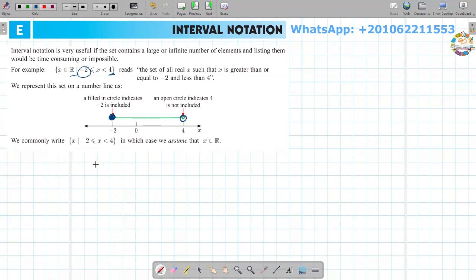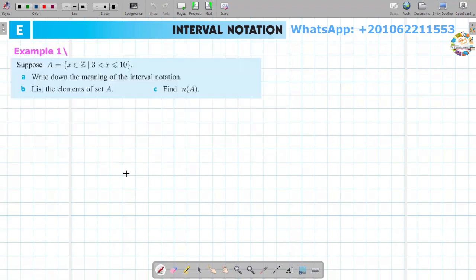If I say, for example, x between -2 and 4, while x is greater than or equal to -2 and smaller than 4, usually we won't write x belonging to the real set. This is indicated by just writing x alone.